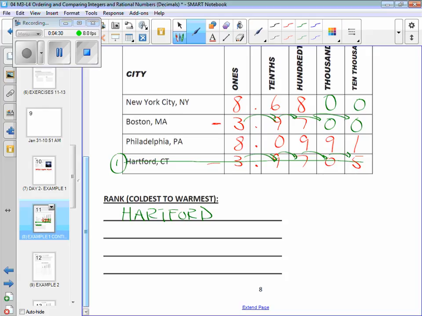I always think the first one's always the hardest. Everything else will now fall into place. What would have to be the second coldest? Oh, Boston, because everything was a tie up to that last place value. And you can cross it out. Now I got to go compare and look at the place values again for New York City and Philly. There was a tie until you got here. I'm not going to tell you which one's lower.